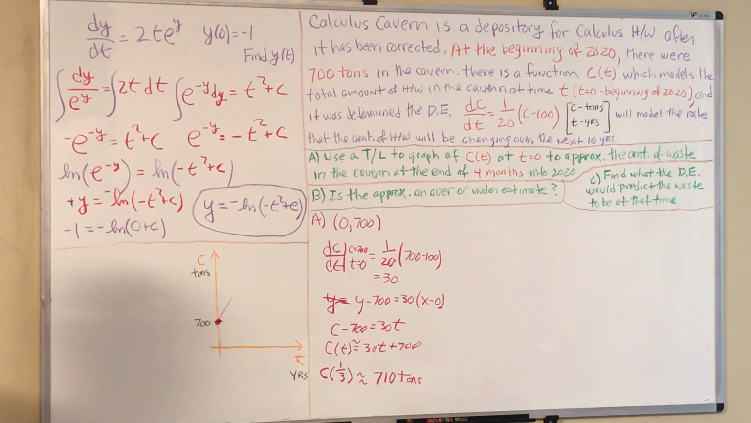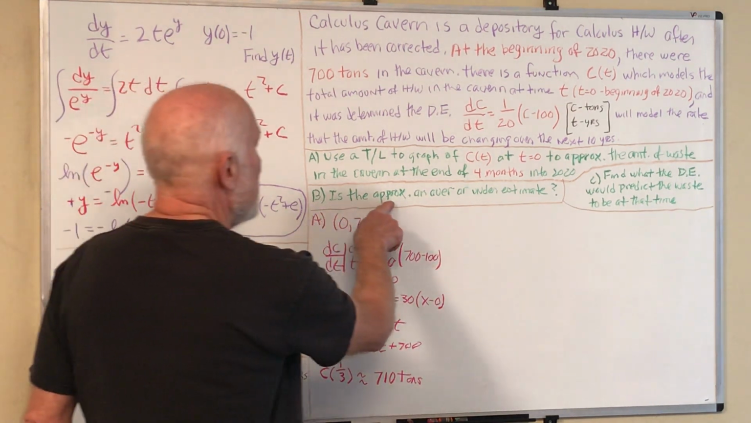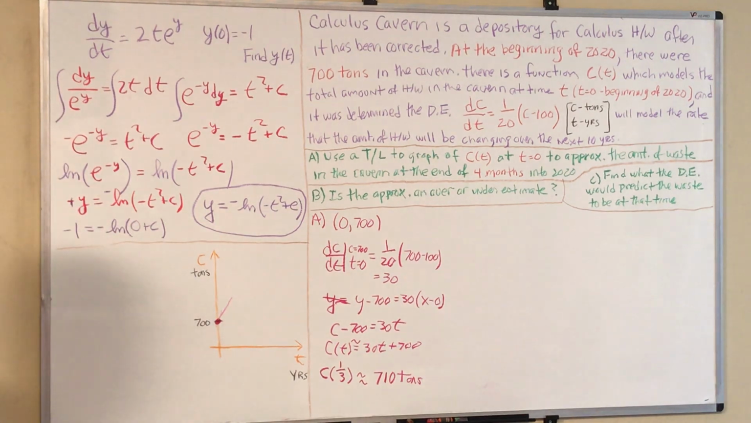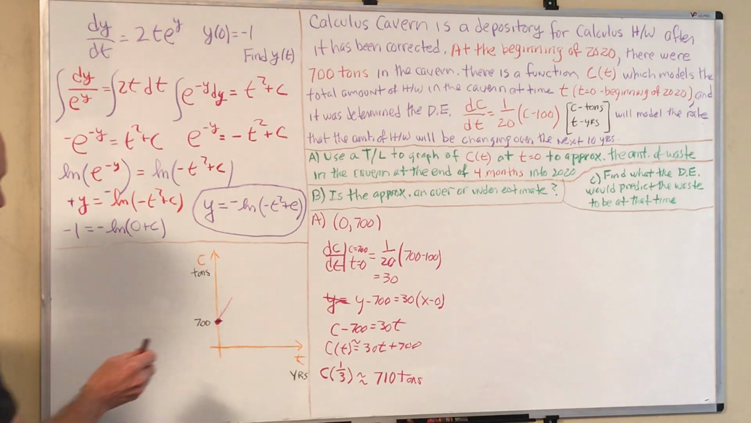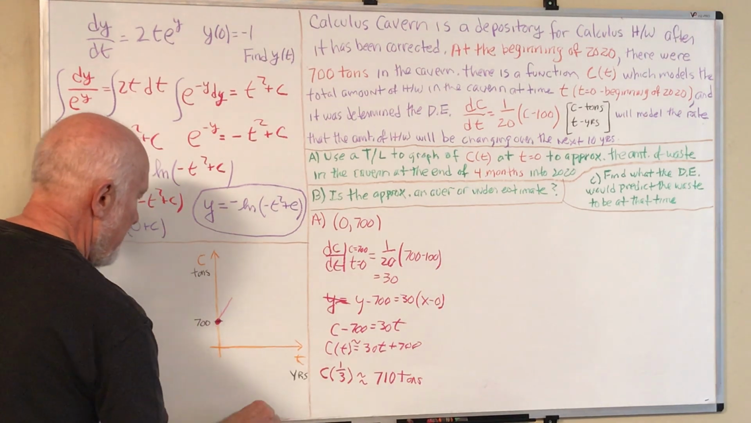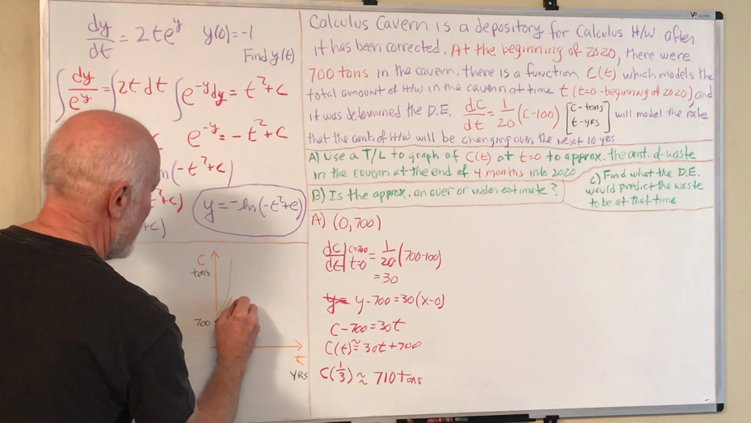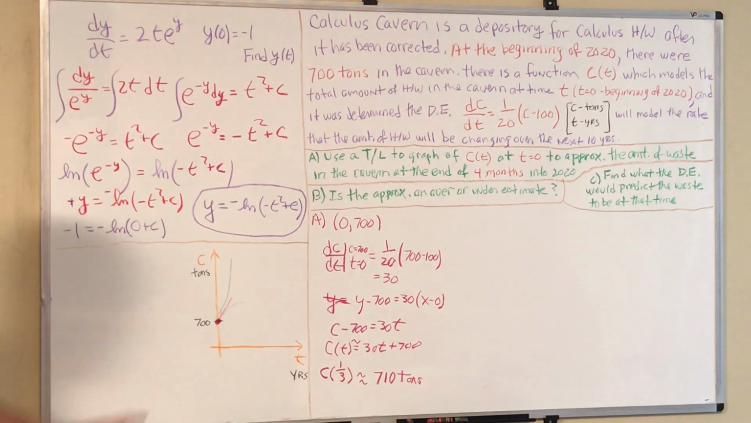Now the question is, what in B, do you think this approximation is an over or underestimate? Well, with tangent lines, what's going to determine that is whether it's concave up or concave down. If the function is concave up, it's going to go like this. Concave down, it's going to go like this. And the tangent line is either going to be an over or under approximation.